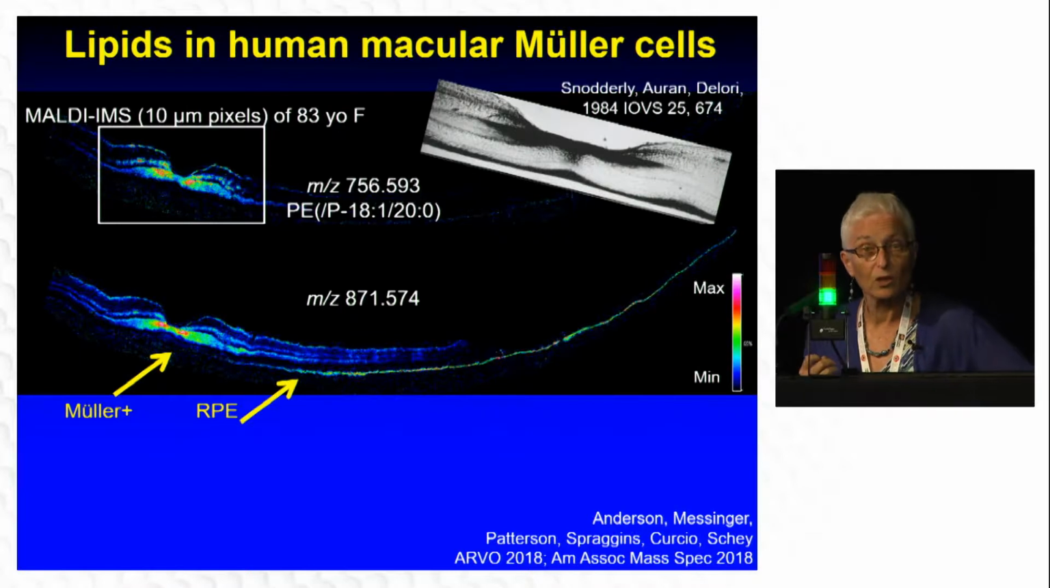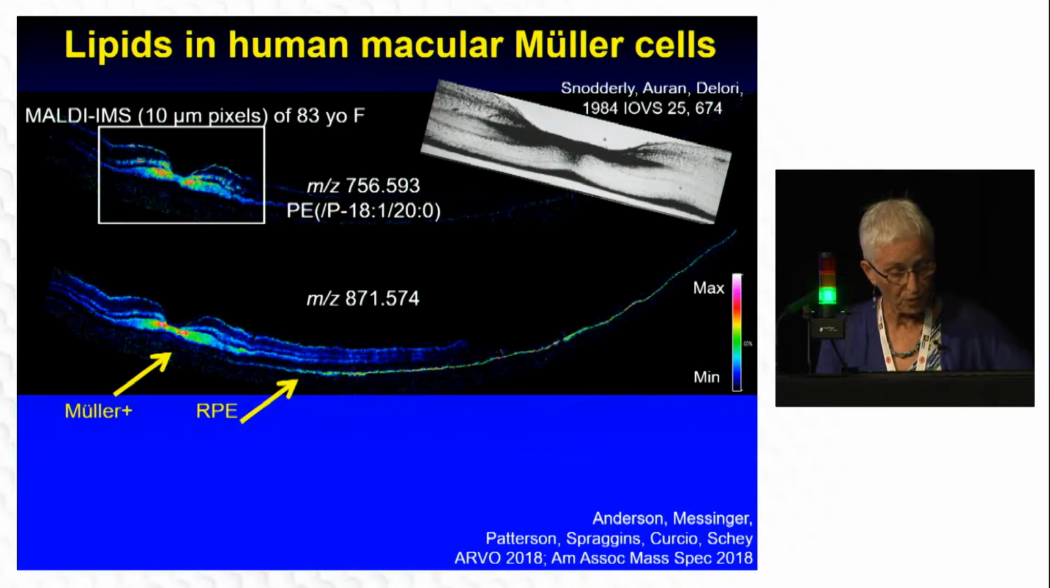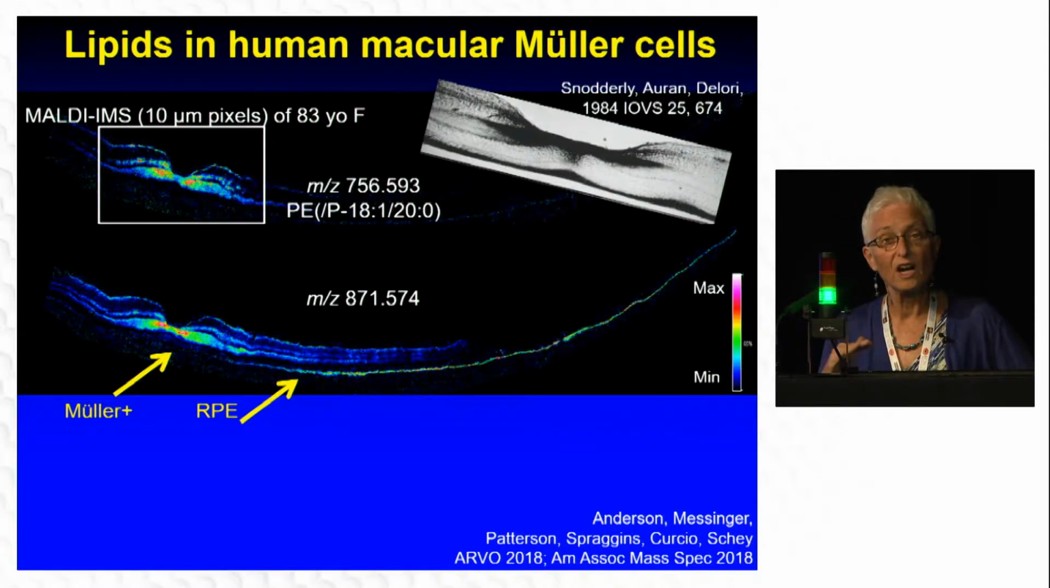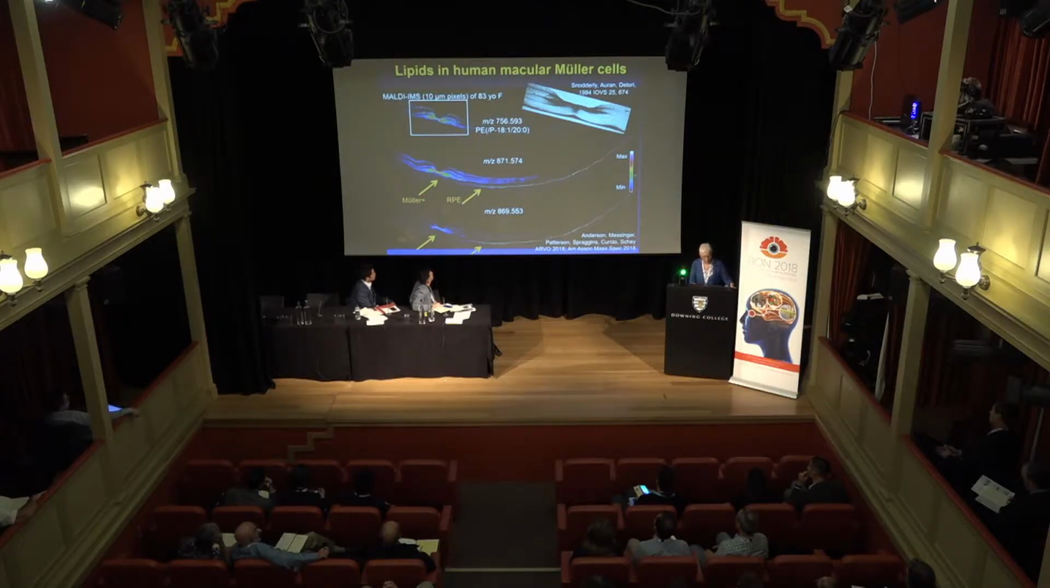It's probably localized to the Mueller cells because they seem to radiate far out from the foveal center, but it's also detectable in the RPE cells that are outside the macula, which makes sense in terms of what we know about visual cycle processing in the retina. And here's another example in which the signal is localized only to the fovea.